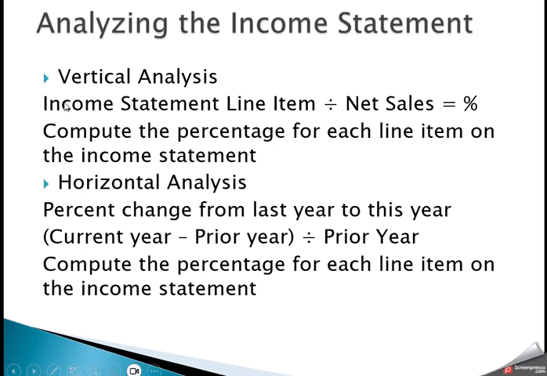So we take every single line item in the income statement and we divide it by our net sales, and it gives us a decimal, which will turn into a percent. So we're saying, what is this as a percent of our net sales? So what is cost of goods sold as a percent of net sales? What is gross profit as a percent of net sales, etc.